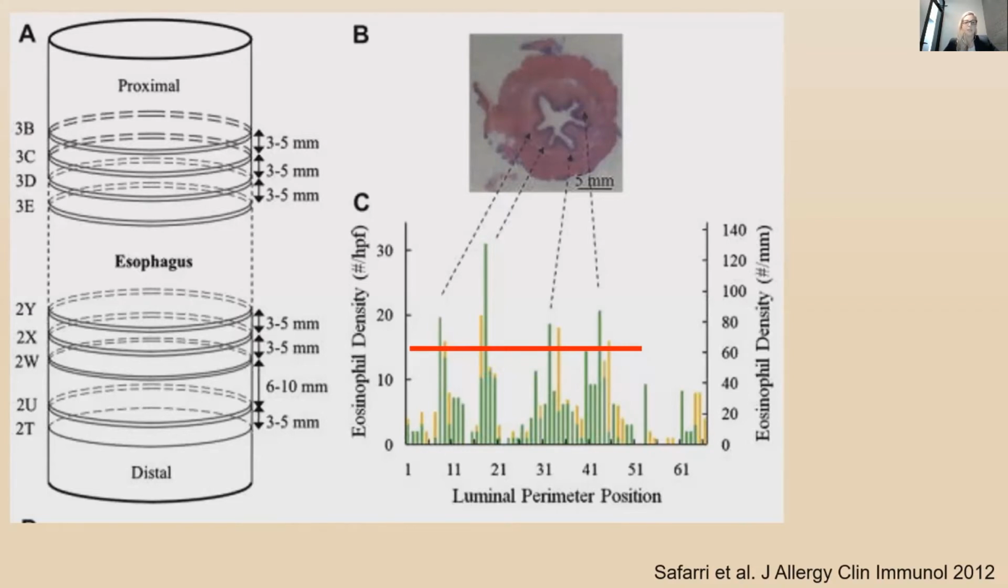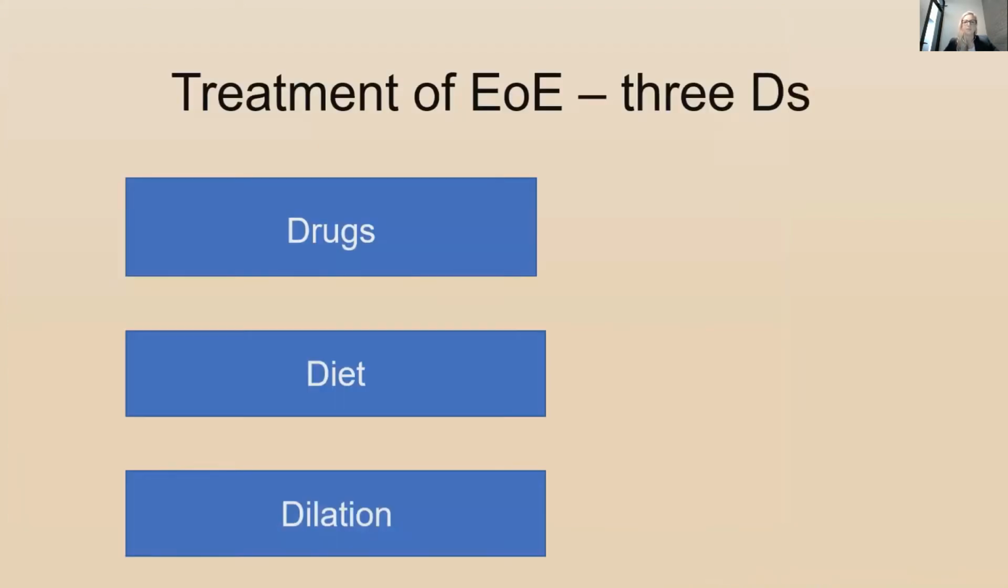So if you're biopsying in one of those areas, you may not necessarily capture the amount of disease that's present. So it's really important to ensure that you're biopsying in these several areas. When we think of the treatment of EOE, we think of the 3 Ds. We think of drugs, diet, and dilation.